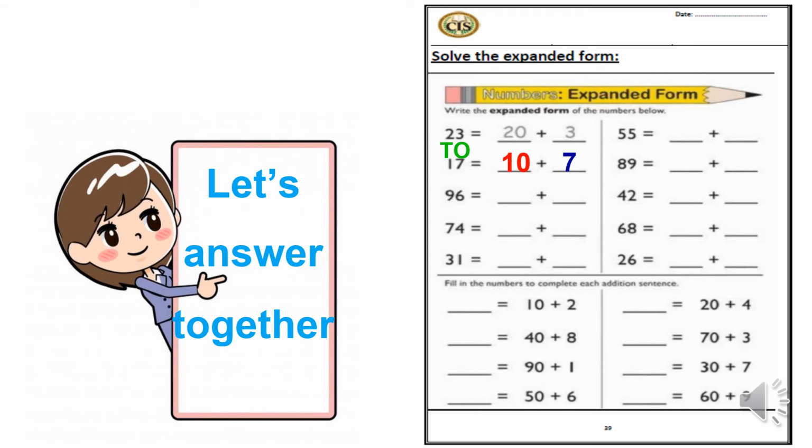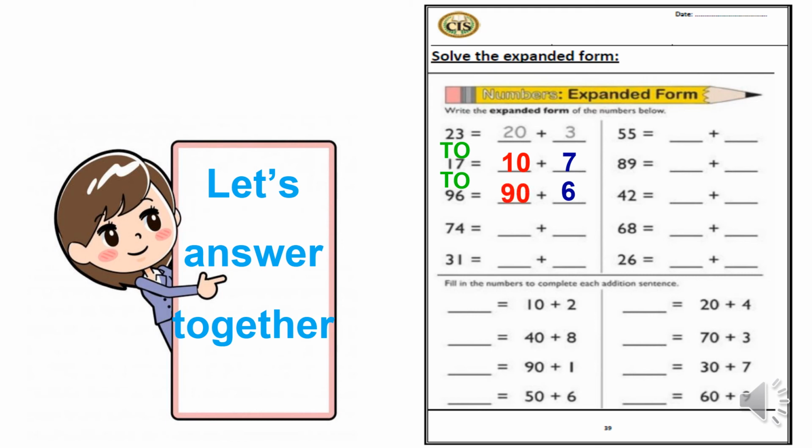Next, we have here 96. We put our places. We have here 6 in ones. So its value equals 6, because there is no 0 in the ones place. 9 in tens. In tens, we put a 0 to get the value. So the value will be 90.